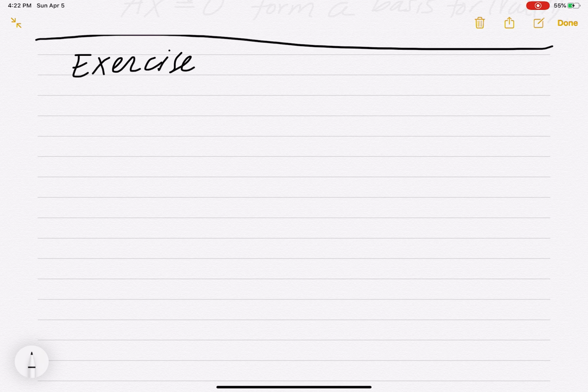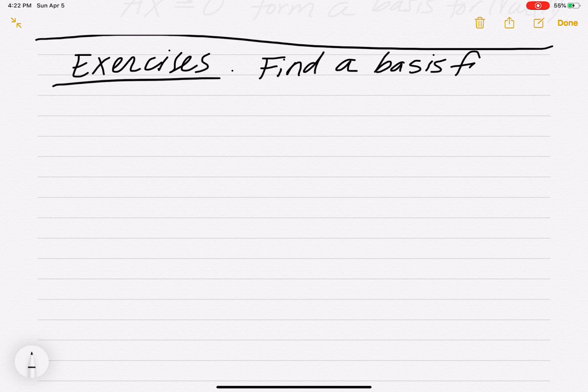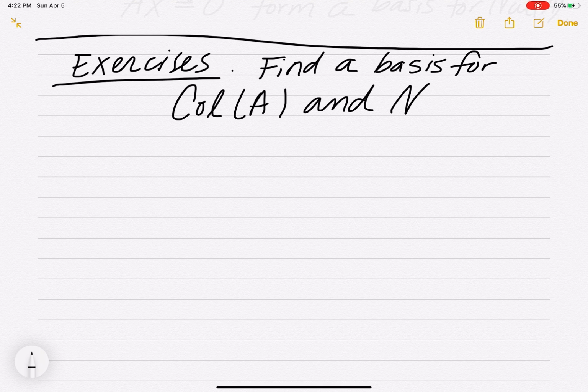But let's just do some examples. I mean, you want to be able to work examples. That's what's important here. So let's do an exercise. Find a basis for the column space of A and the null space of A.